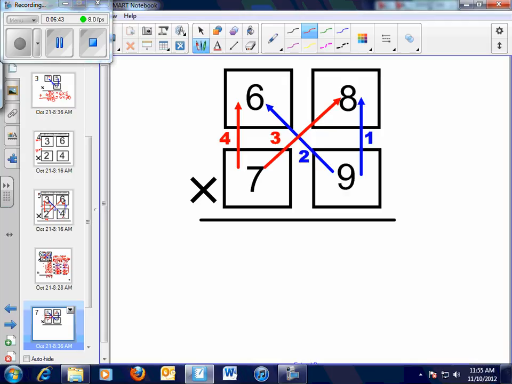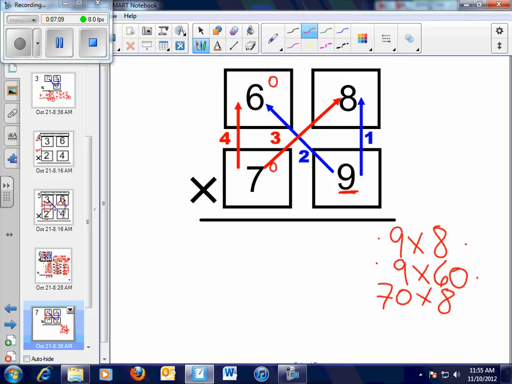68 times 79. We got some larger factors here. Again, we start with our baby zeros to remind us that those are tens. 9 times 8, always starting down here at the bottom, and 9 times 60. And remember the pattern. On this side, I should alternate. On this side, I should have the same factor. 70 times 8 and 70 times 60. And that'll be my largest product.